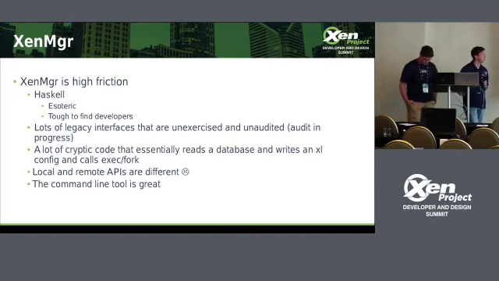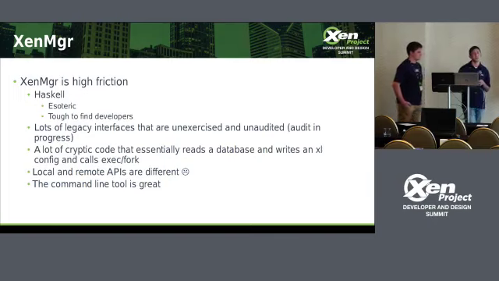And at the same time, right now, for the most part, what it does is reads the database, writes an Excel file, and then calls XL create on that Excel file. So I think we can do that in a lot simpler of a way. Local and remote APIs are different. So if you're managing some VM instances on an OpenXT box, there's a completely separate protocol that's used. It's not unified with the Zen Manager API.